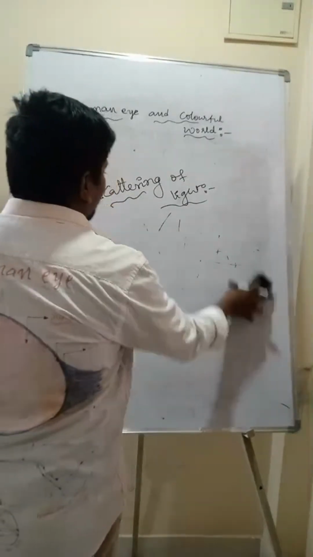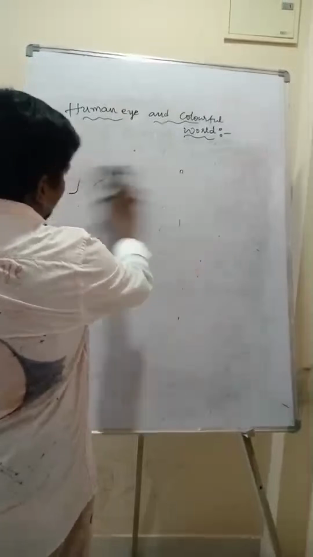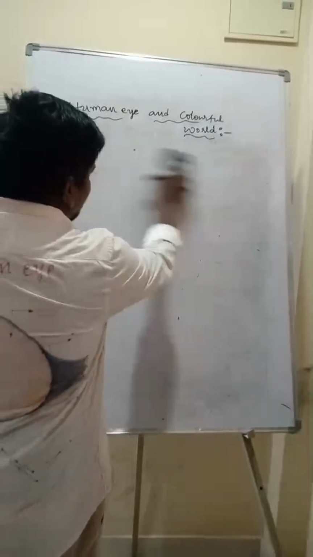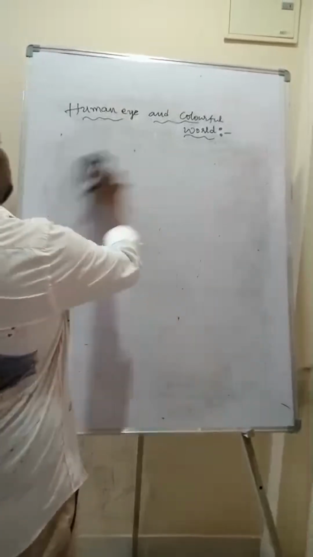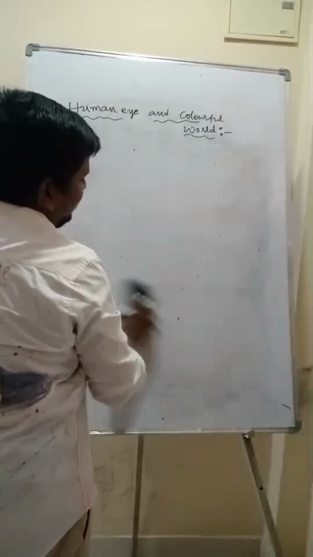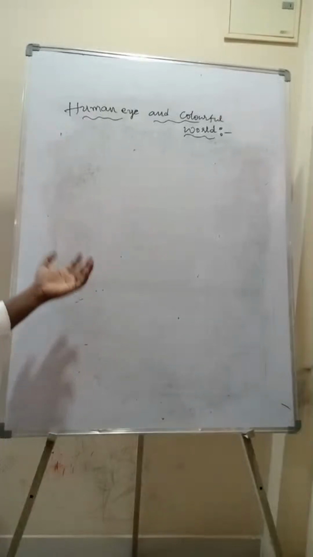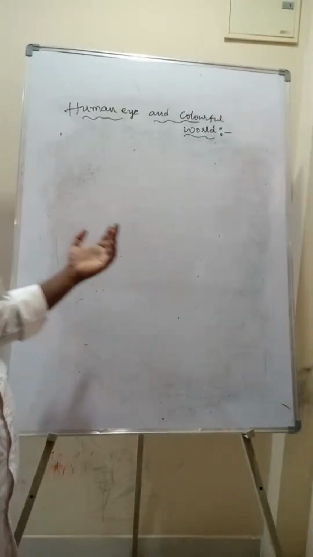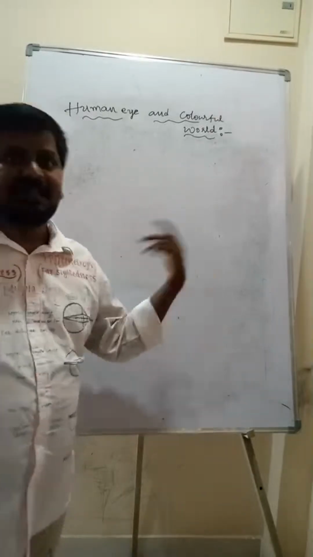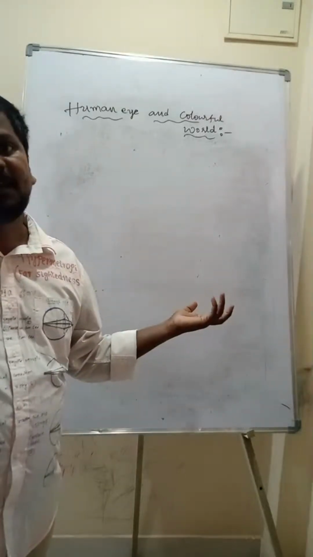Two minutes early sunrise and delayed sunset also happen due to atmospheric refraction only. So whenever a light ray passes through the atmosphere, it bends. So that is the reason for the two minutes advanced sunrise and delayed sunset: atmospheric refraction.